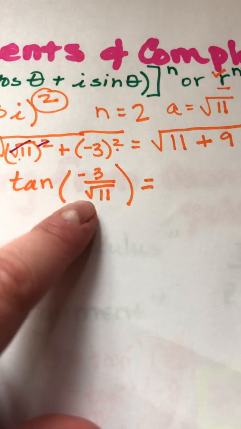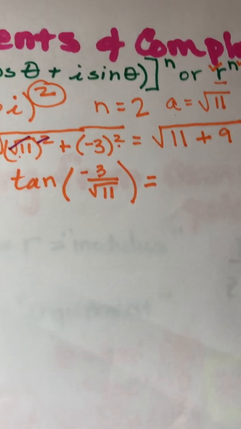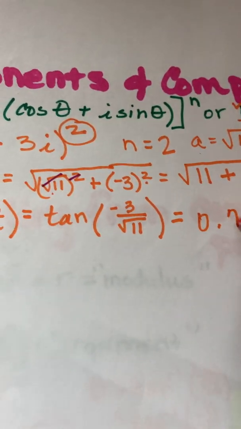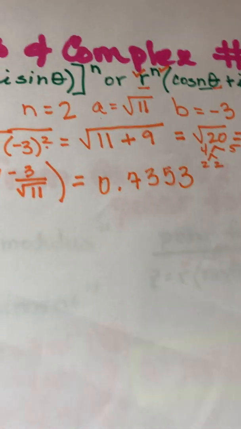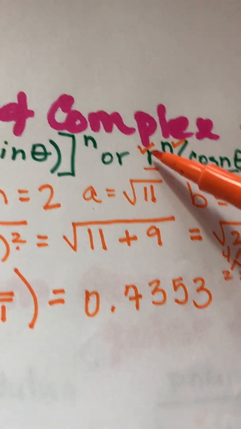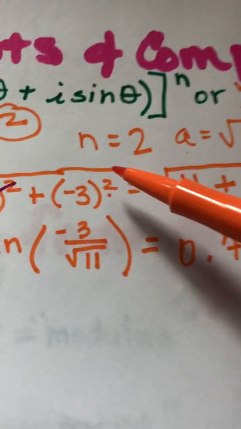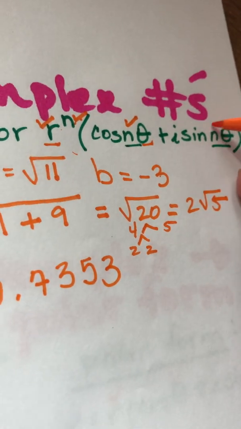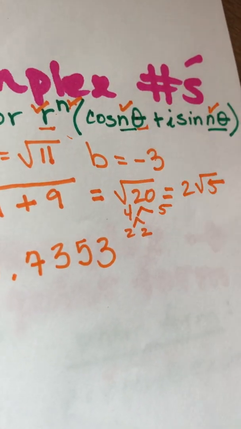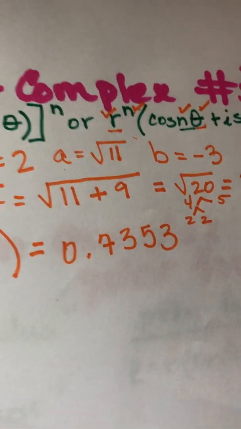Okay, so we left off on this. It's tangent inverse of -3 over square root of 11, and we put that in our calculator, and we get 0.7353-ish, and that's theta. So if we look at our formula, we have r, it was 2 square root 5. We have n, it was 2, and n again, it's 2. So we have the n's, and then now we have the thetas. It's that 0.7353.